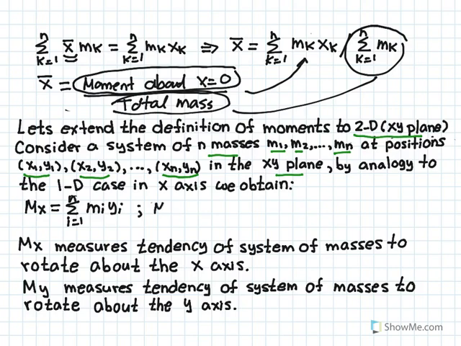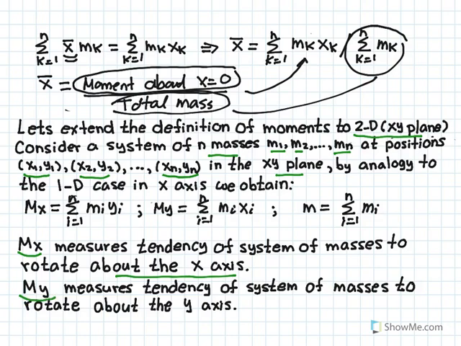The moment about the y-axis is the product of mass times distance. But the distance is a distance to the y-axis, and the distance to the y-axis is measured by the x-coordinate. So it is the summation of mi xi, i equals 1 to n. And the mass is the summation of mi, i equals 1 to n. That's the sum of the masses of the system. So a moment with respect to the x-axis measures the tendency of the system of masses to rotate about the x-axis.